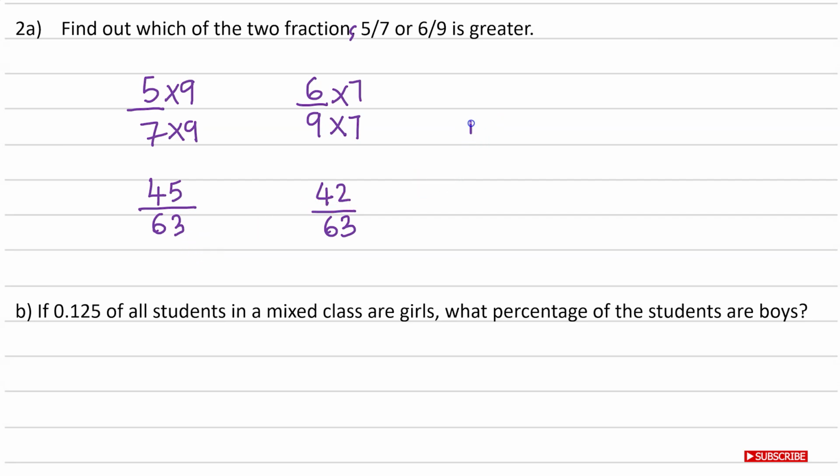So you need to conclude the greater fraction is 5/7. And now for B, we're told if 0.125 of all students in a mixed class are girls, what percentage of the students are boys?